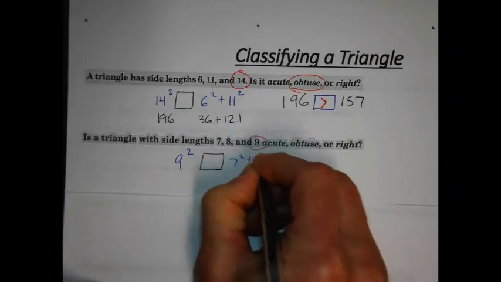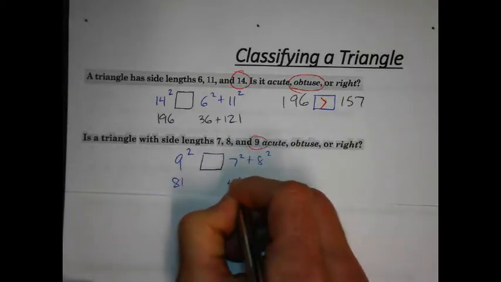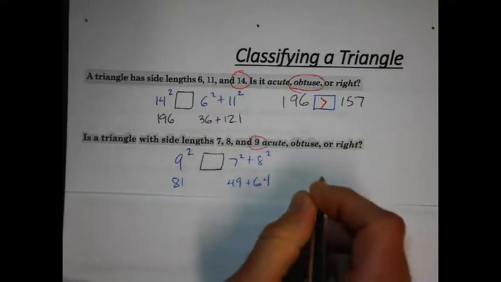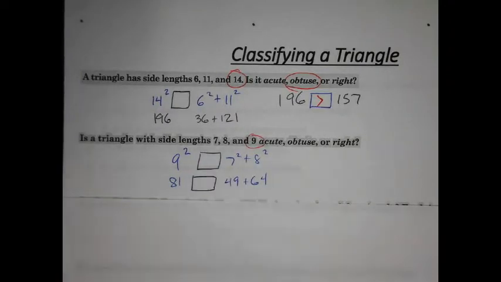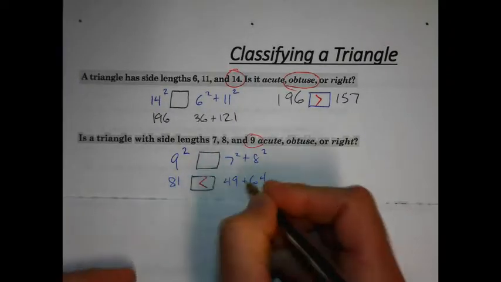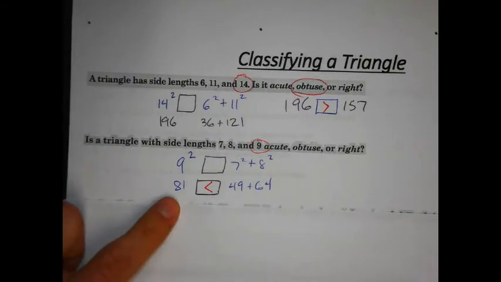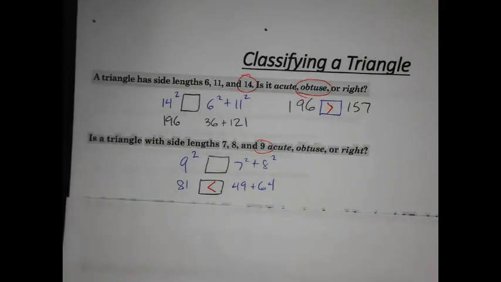So 7 squared plus 8 squared. Hopefully we know 9 squared is 81, 7 squared is 49, and 8 squared is 64, and you should already be able to tell, without even doing addition, that 49 and 64 is going to be bigger, right? So that means 81 is smaller. That means the square of the longest side is smaller than the sum of the squares of the other two sides.